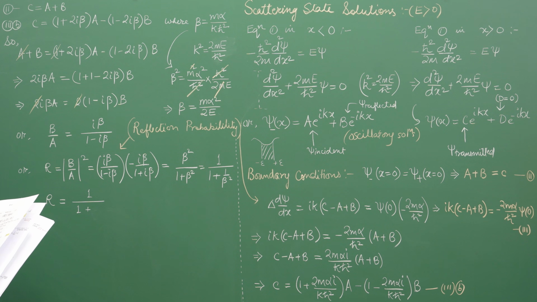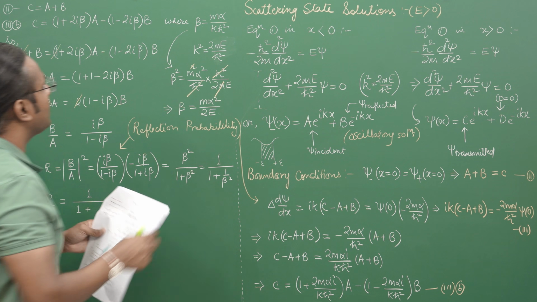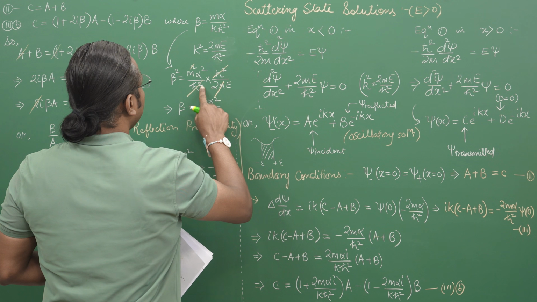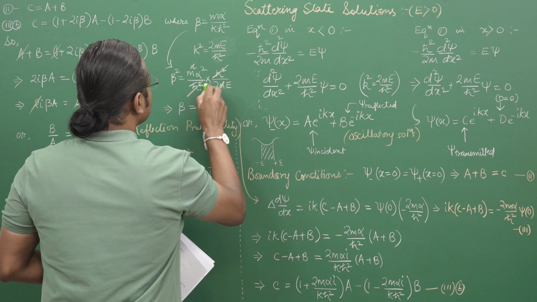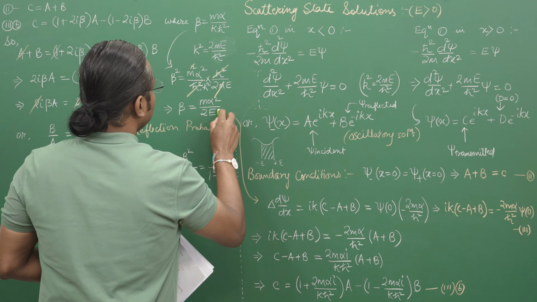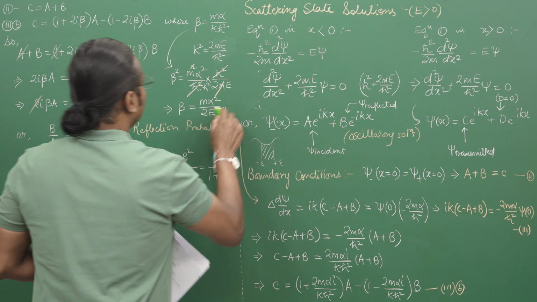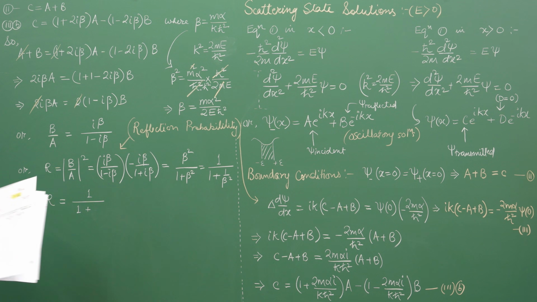I think that there is something missing. Yeah. m square alpha square, and this should be h cross square, and again another h cross square, right? So I'm missing an h cross square. So this should be e h cross square. So beta square is equal to m alpha square upon 2 h cross square e.